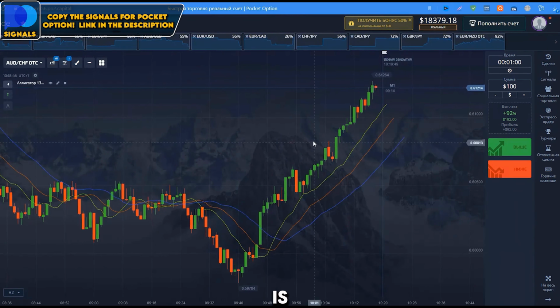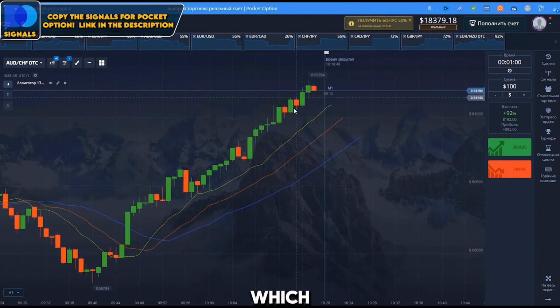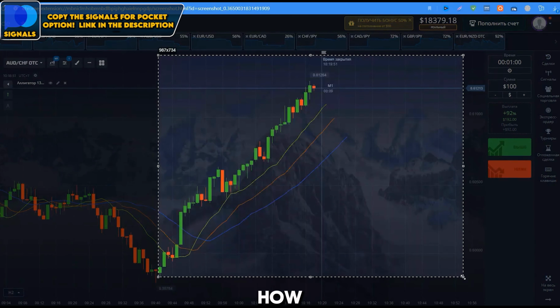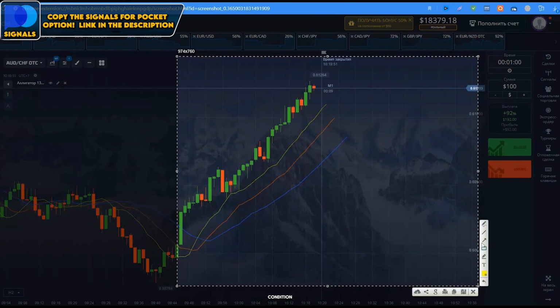All you need to connect is an indicator called the alligator, which will help us in this simple task. And now the most interesting part, how to earn using this strategy. The main condition is to choose an asset where these three lines move without intersections, indicating a strong trend.